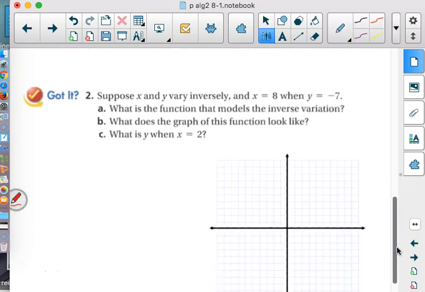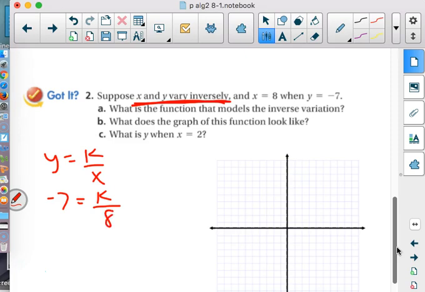Suppose x and y vary inversely. x is 8 when y is negative 7. What's k? Negative 56. So let's put it back in.